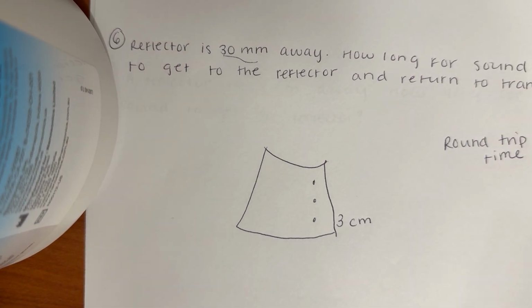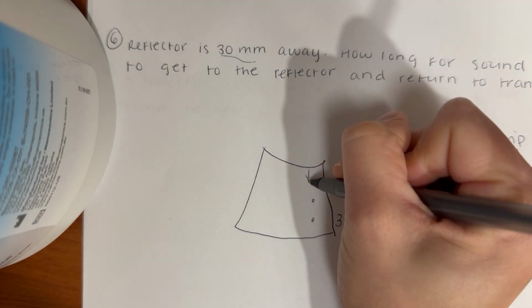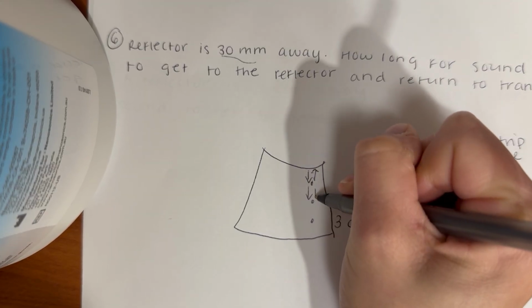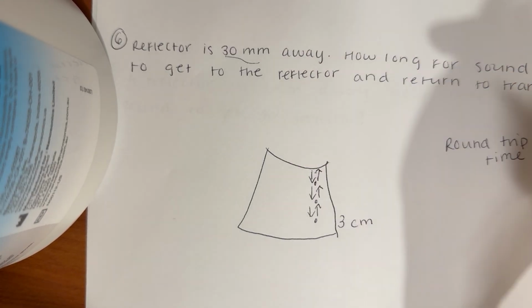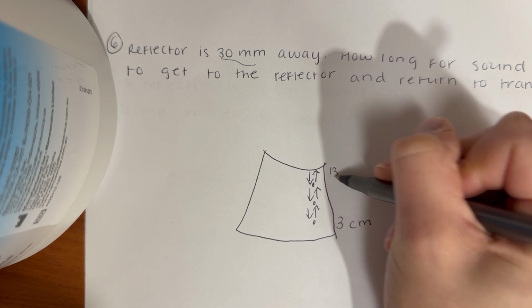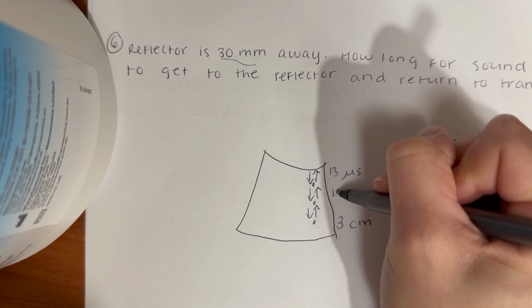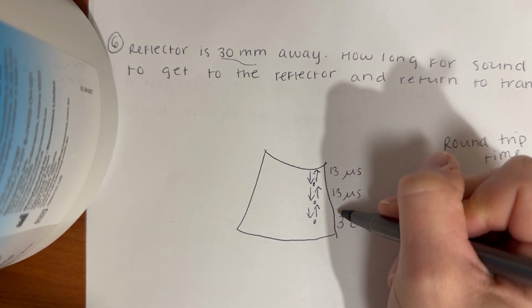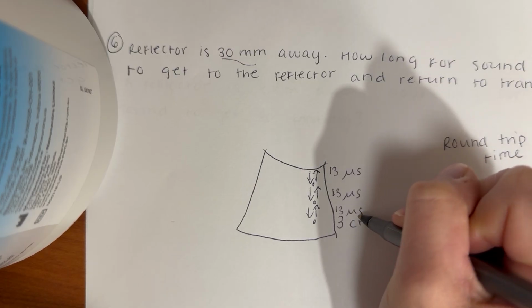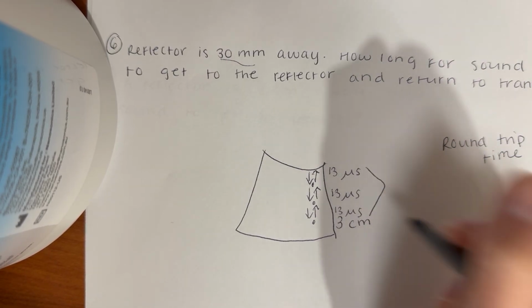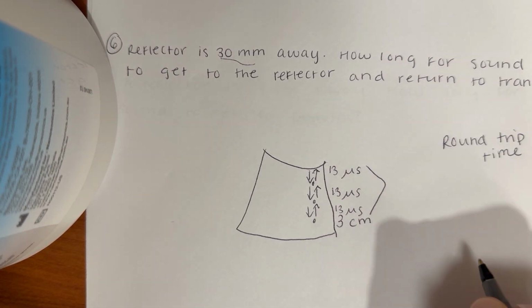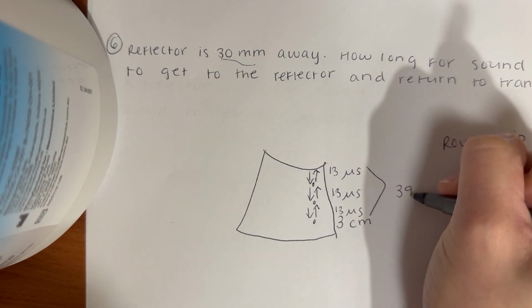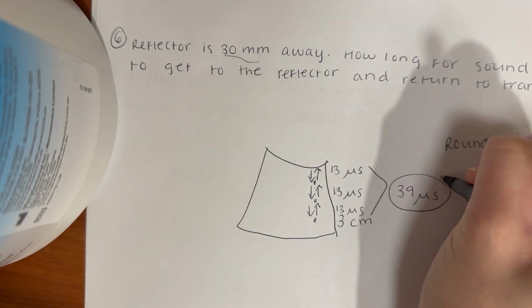And we're gonna travel round trip. So we're gonna go down and back, down and back, down and back. So we have 13 microseconds here, 13 microseconds here, 13 microseconds here, and we add them all up, and we wind up with 39 microseconds.